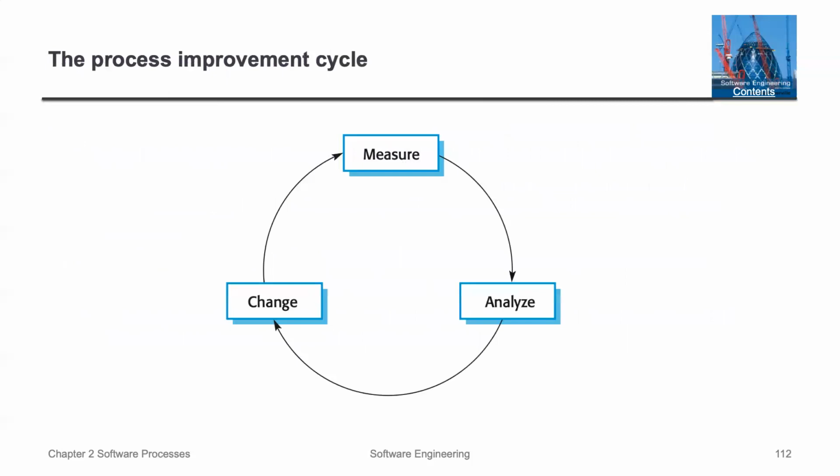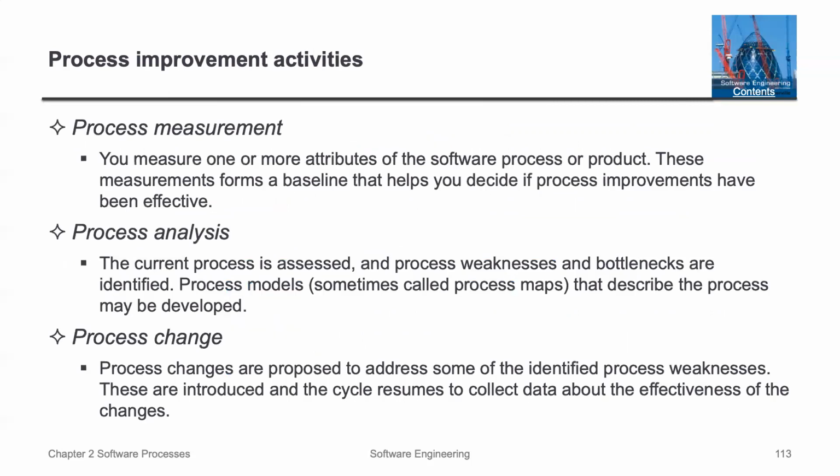So we have these things all together. You measure, analyze, and change, and you iterate through that as you go along. In terms of process improvement activities, there's first process measurement. You measure one or more attributes of the software process or product. These measurements form a baseline that helps you decide if process improvements have been effective.